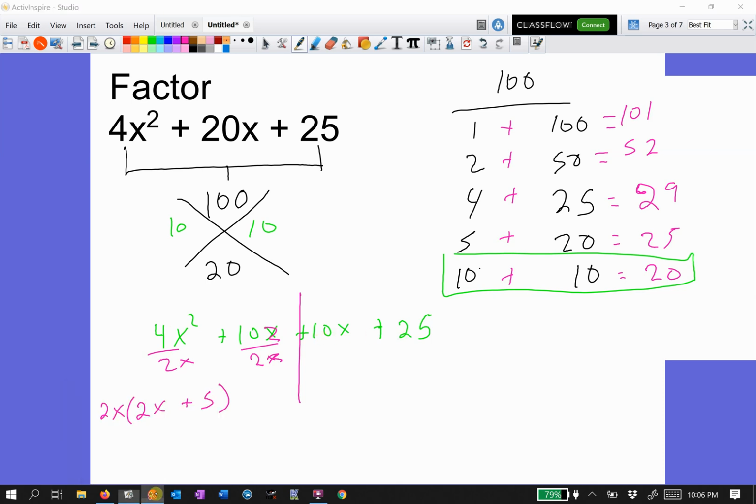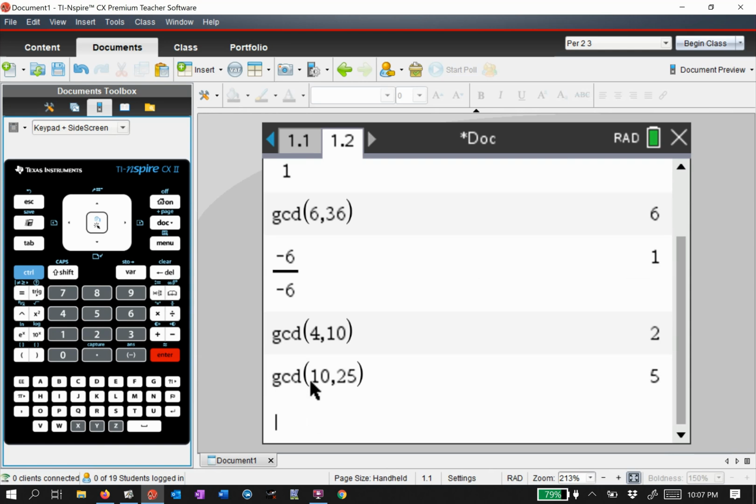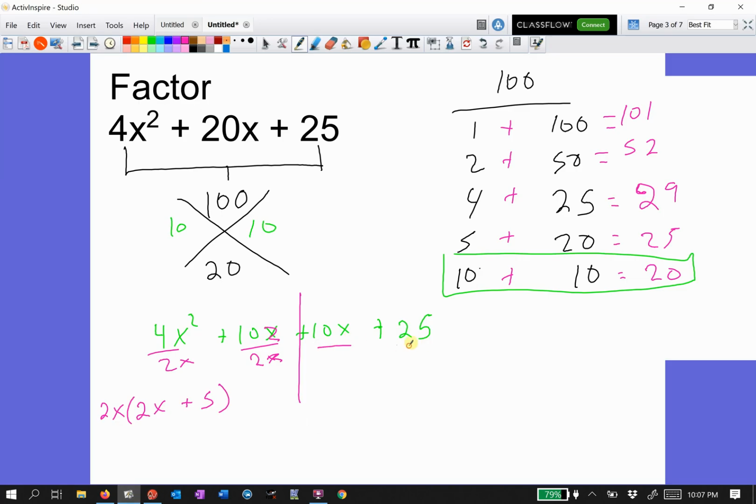GCD of 10 and 25. 5. Oh, okay. So come on over here. 5 and 5, and we got x and no x, so we just use this. 5 parentheses, 10 divided by 5 is 2x. 25 divided by 5 is going to be a positive 5. So my two things are the same, so we got 2x plus 5.